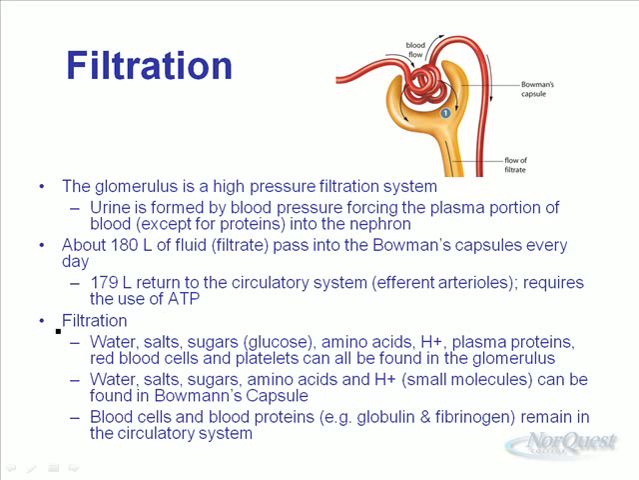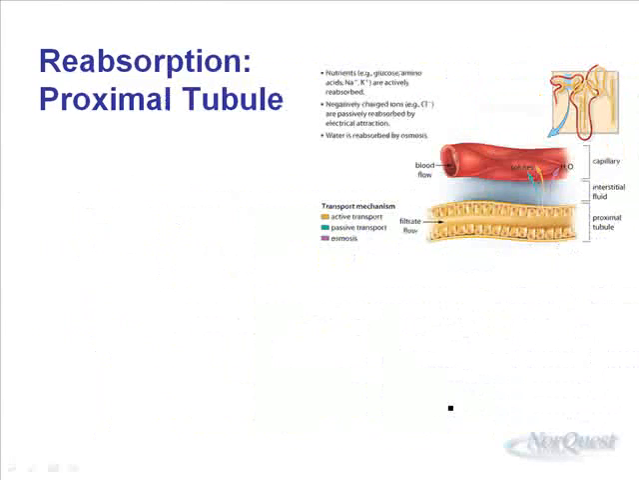In the filtration, here are the substances that are filtered out of our blood: water, salts, sugars, amino acids, hydrogen ions, other small molecules. They're all found in Bowman's capsules. This is all called filtrate. It also includes the waste. So the filtrate is what enters Bowman's capsule and the proximal tubule. The blood cells and blood proteins remain inside the circulatory system.